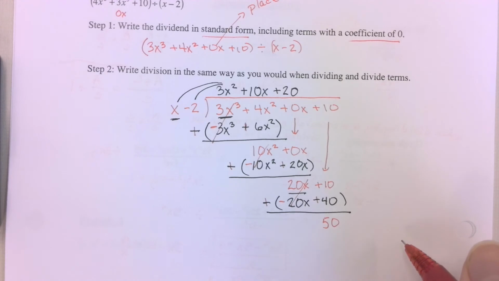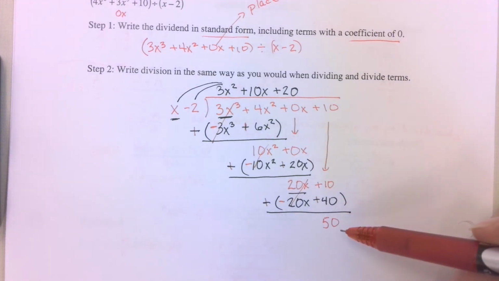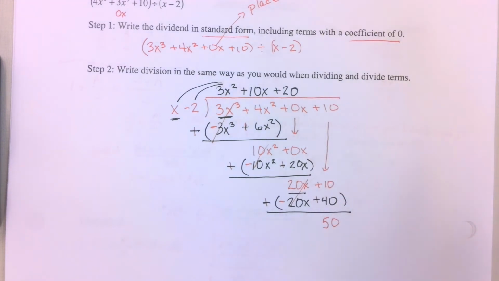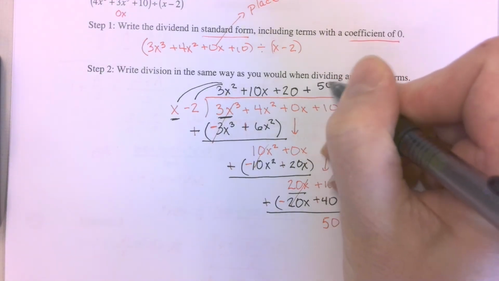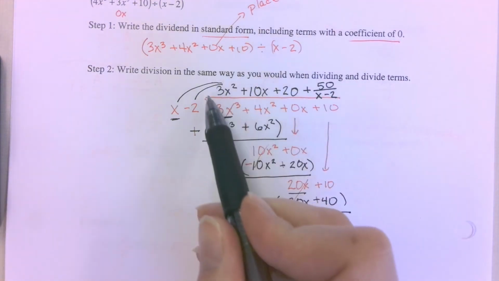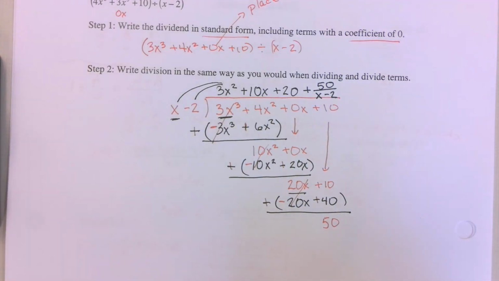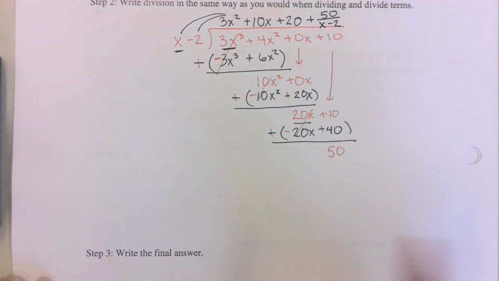Now, a couple ways I know I'm done. I have no terms to drop down. I cannot make x into a 50 by multiplying. So that 50 is my remainder, and the way I'm going to show my remainder is I'm going to add on plus 50 divided by my divisor of x minus 2. What is above my division symbol is my final answer. So down here we have a spot that says write the final answer, and my final answer for this problem is 3x squared plus 10x plus 20 plus a remainder of 50 over x minus 2.